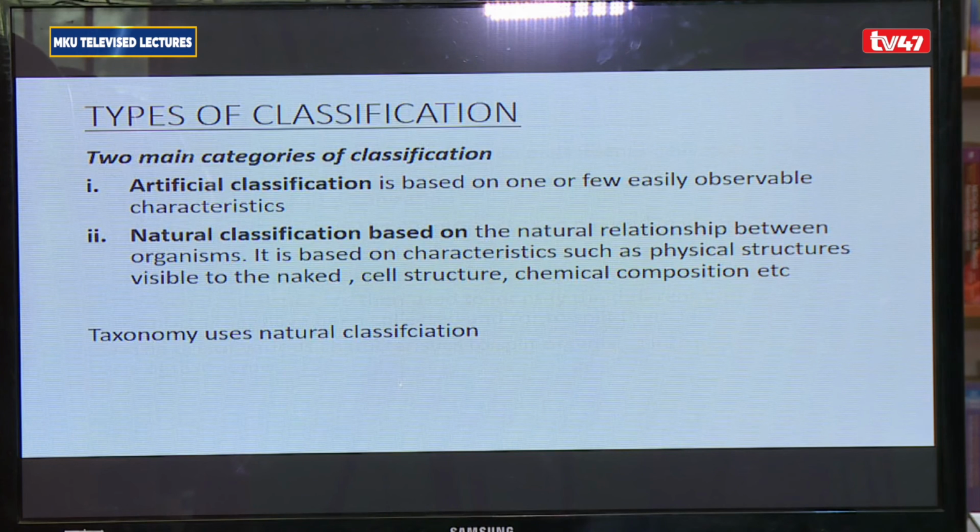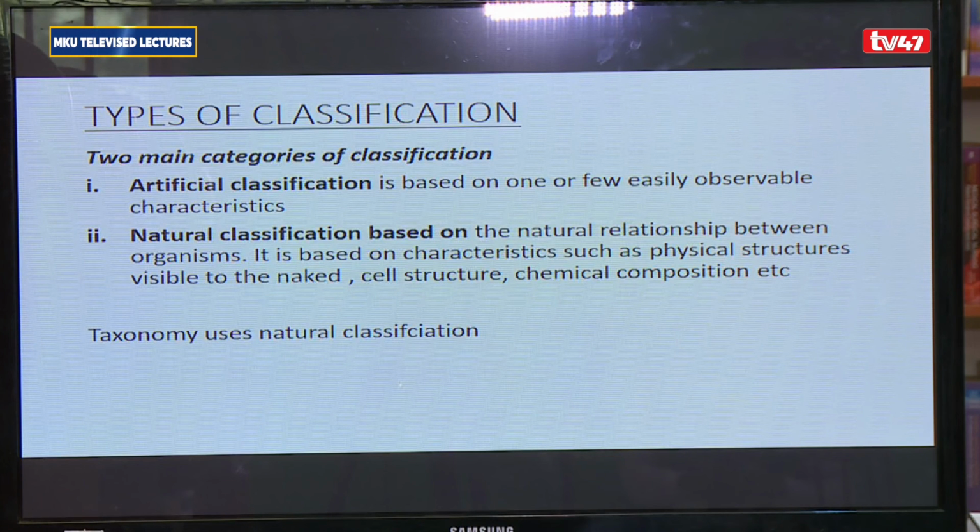To sum up the introductory part, you have got the types of classification. I said there are basically two main categories of classification: one, artificial classification, and two, natural classification. Artificial classification is where organisms are classified based on one or very few observable characteristics. Natural classification is where organisms are classified based on the characteristics that are present naturally in that particular organism.